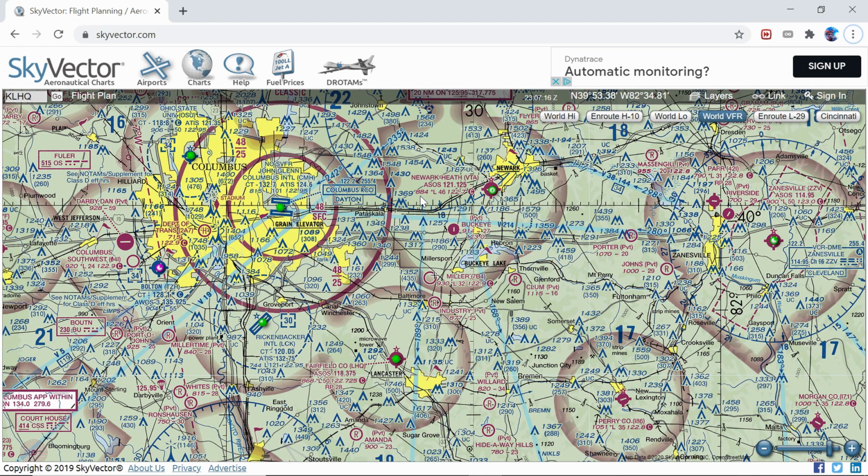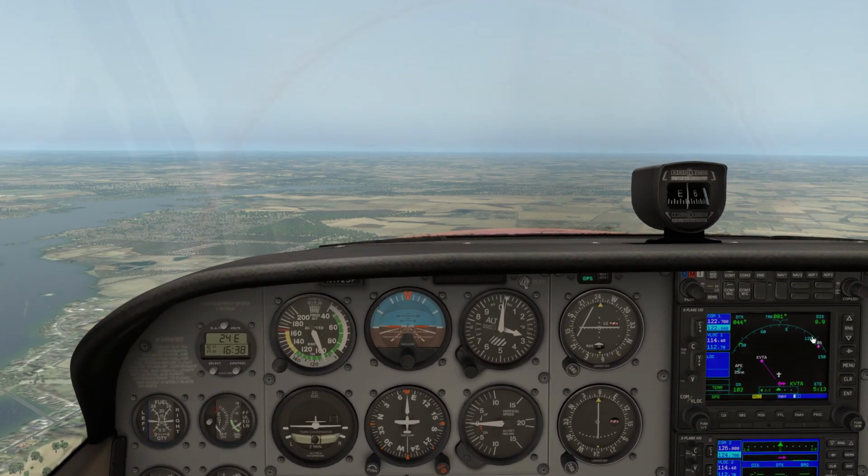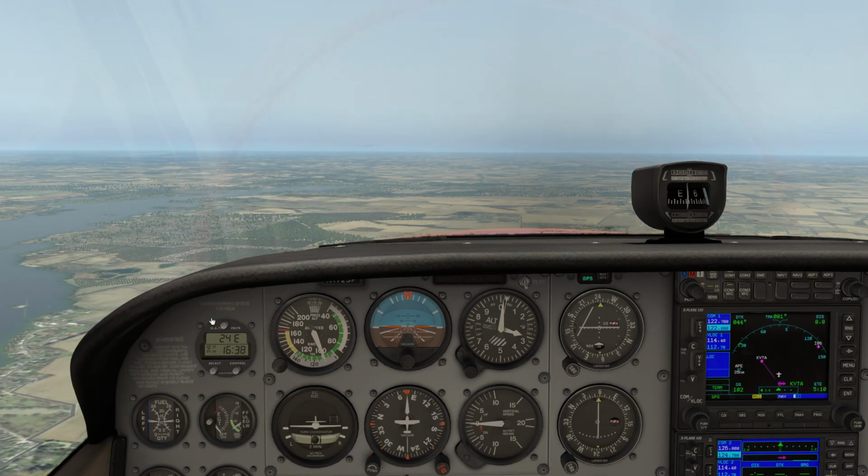The field elevation is 884 feet. We need to add 1,000 feet to that for pattern altitude, so that'd be 1,884 feet. With it being close to 900, we're just going to round this up to 1,900 feet to make life easier on all of us. Jumping back into the airplane, we are about 9 miles to the southwest of the airfield right now over Buckeye Lake.